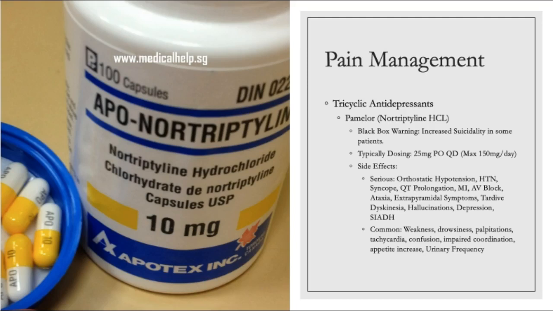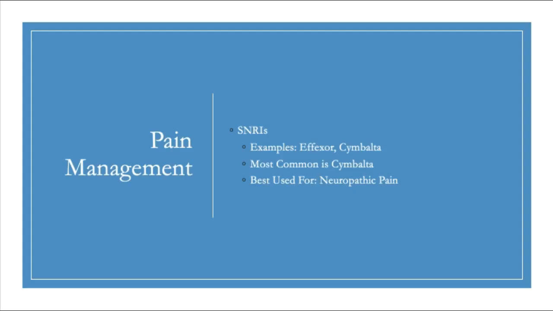You'll see some appetite increase, which can be a good thing as well, and then urinary frequency. Okay, so now we'll talk about the SNRIs. Some examples of this are Effexor, Cymbalta. Most common you'll see is the Cymbalta that's used for neuropathic pain. And I can't tell you, my goodness, I prescribe Cymbalta for a lot of neuropathic pain for people.